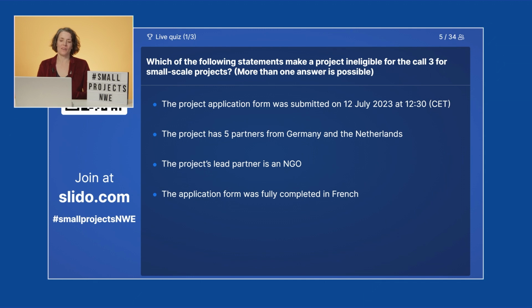Our first question: which of the following statements makes a project ineligible for the call 3 for small-scale projects? More than one answer is possible. The project application form was submitted on 12th July 2023 at 12:30 CET. The project has 5 partners from Germany and the Netherlands. The lead partner is an NGO. The application form was fully completed in French. So we'll see if you were paying attention, because we addressed all of these issues.